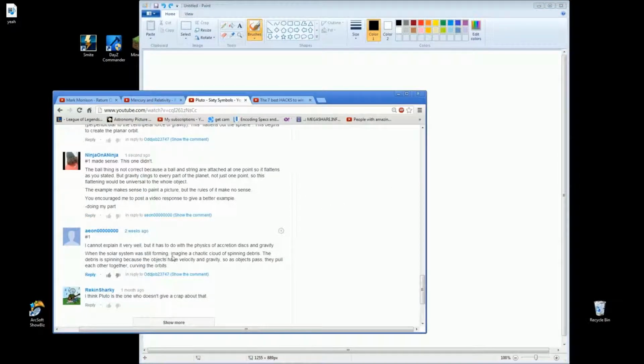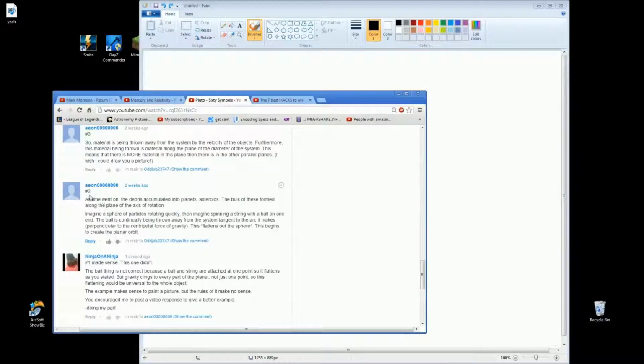So I agreed with that, and I was like, okay, cool, that makes sense. And then number 2 comes up. As time went on, the debris accumulated into planets, asteroids. The bulk of these formed along the plane of axis of rotation. That's exactly what I just explained right now, so I was like, cool. And then he says this.